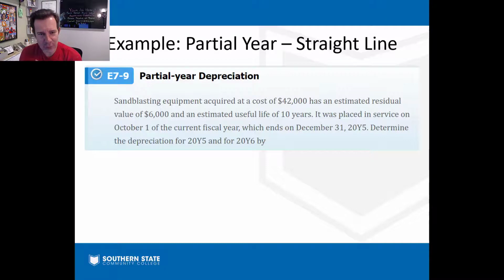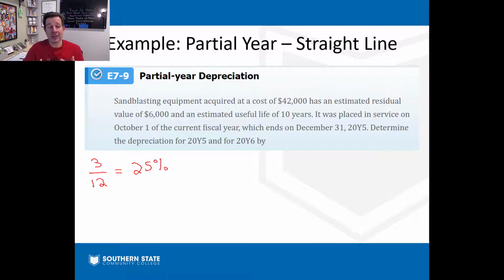We've got sandblasting equipment, and we all are familiar with that, I'm sure. Sandblasting equipment was acquired at a cost of $24,000, has an estimated residual value of $6,000, and an estimated useful life of 10 years. It was placed in service on October 1 of the current year, which ends on December 31. So we're talking about depreciating it for October, November, December. We're only going to depreciate it 3 months. And so out of the entire year of 12, 3 divided by 12, we're only depreciating it 25% in year 1.